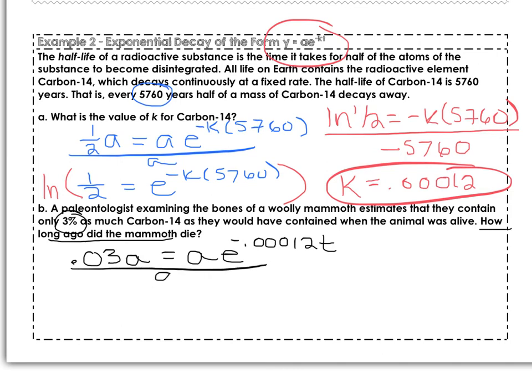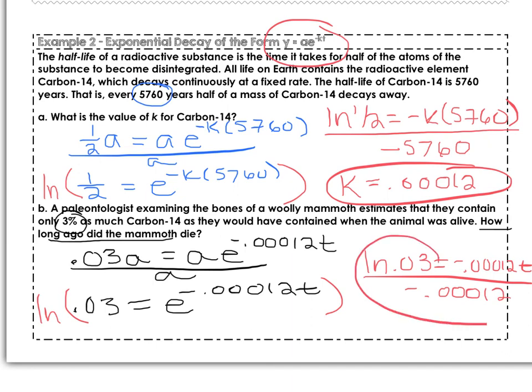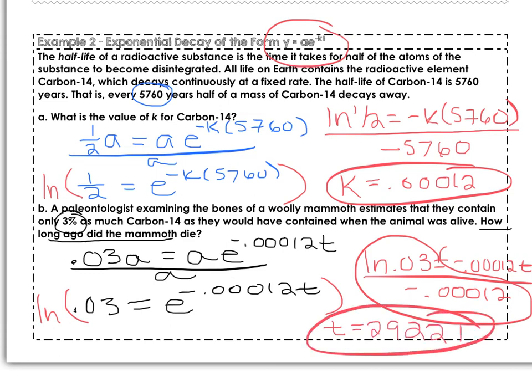Okay, so we divide both sides by a. 0.03 is equal to e to the negative 0.00012t. We're going to take the natural log of both sides. So we have the natural log of 0.03 is equal to negative 0.00012 t. Divide both sides by negative 0.00012. And we're going to type this whole expression into our calculator and find that t is about 29,221. So that was a long time ago that the mammoths died.